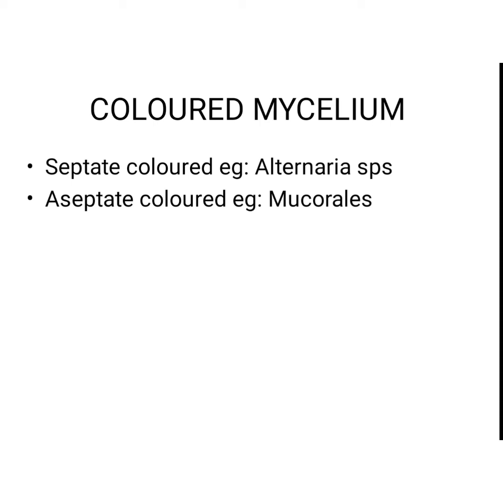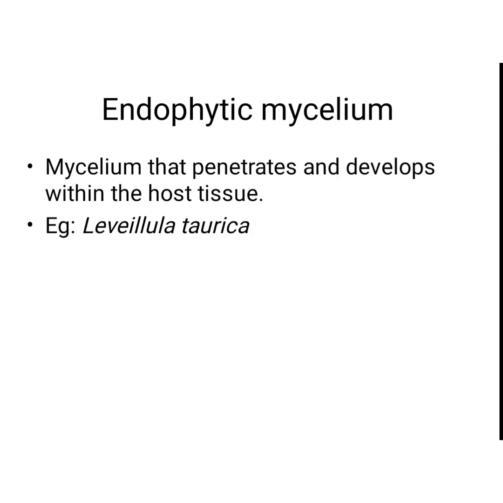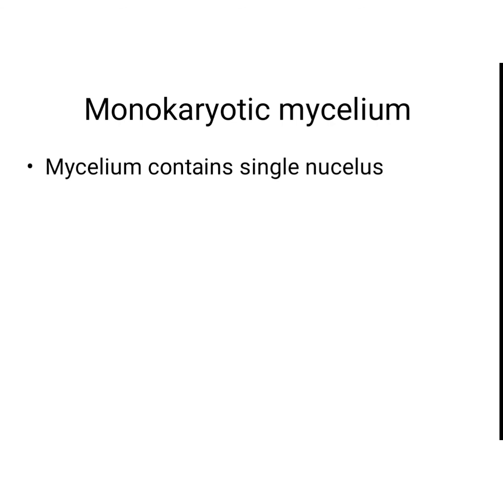Coming to the colored mycelium, the mycelium may be variously pigmented. There are also two types. Septate colored example is Alternaria species and aseptate colored example is Mucorales. And ectophytic mycelium. Ecto means outside. The mycelium lives on the surface of the host, on the outside of the host. Example is Erysiphe species, which causes the disease powdery mildew. And coming to endophytic mycelium. Endo means inside. The mycelium penetrates and develops within the host tissue. Example is Leveillula taurica, the causal organism of powdery mildew of chili.